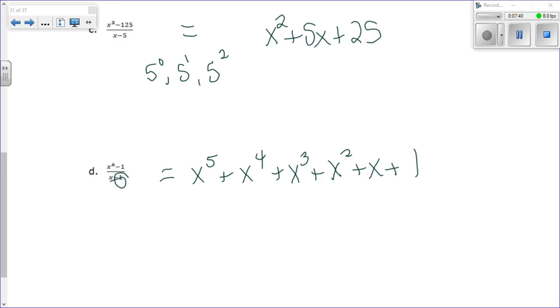And the reason I don't have to worry about my coefficients is because I would have 1 to the 0, 1 to the 1st, 1 to the 2nd, 1 to the 3rd, 1 to the 4th, and 1 to any power is just 1. So that's why I didn't really have to worry about those.